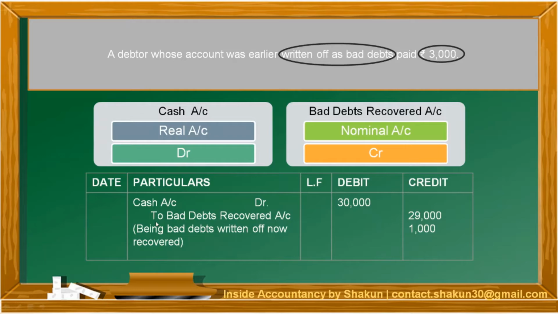Please note, do not write just bad debts. You have to write the full account name, that is bad debts recovered, because if you write only bad debts, that is a loss and it should always be debited. Bad debts can never be credited. So if we are crediting an account, that should be bad debts recovered.